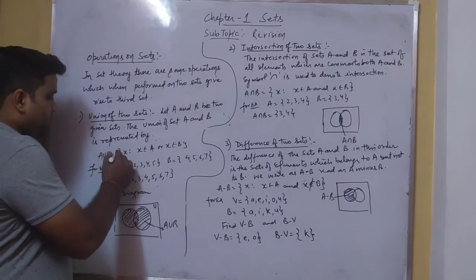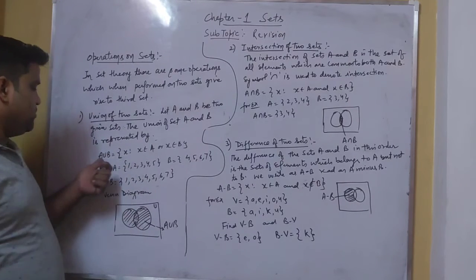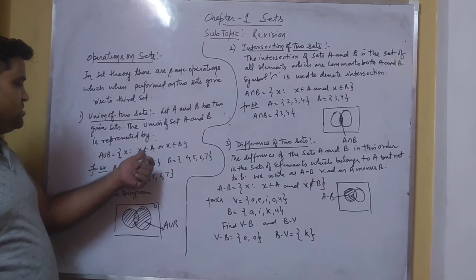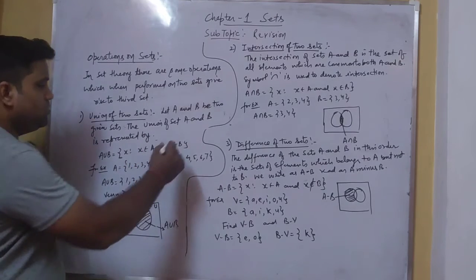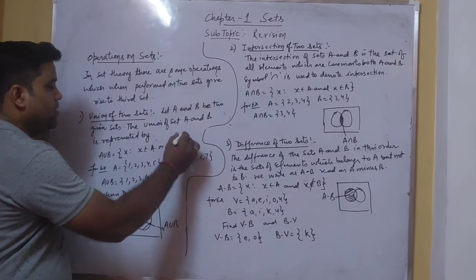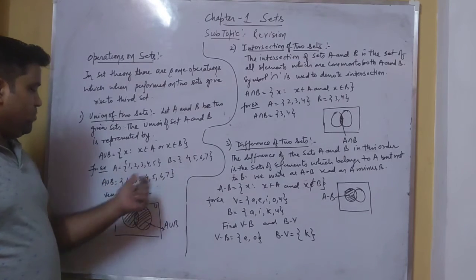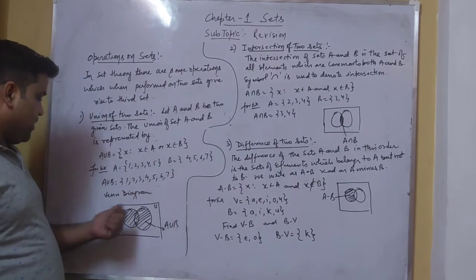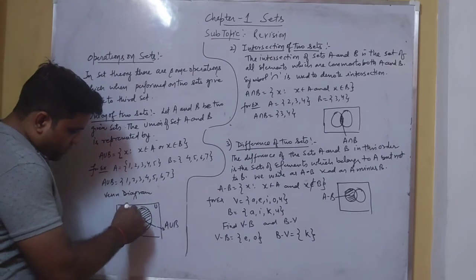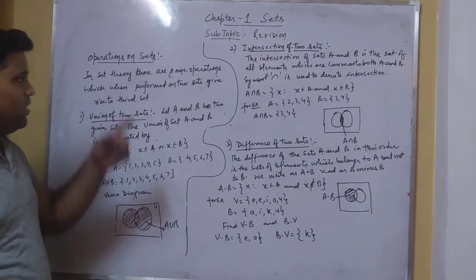A union B is represented by the set of x such that x belongs to A or x belongs to B. For example, we have a set A and a set B. So A union B is given by this set. In the Venn diagram, the shaded portion represents A union B.